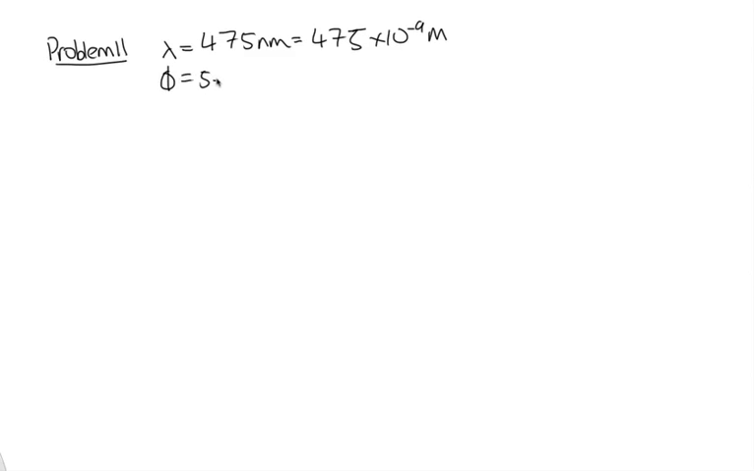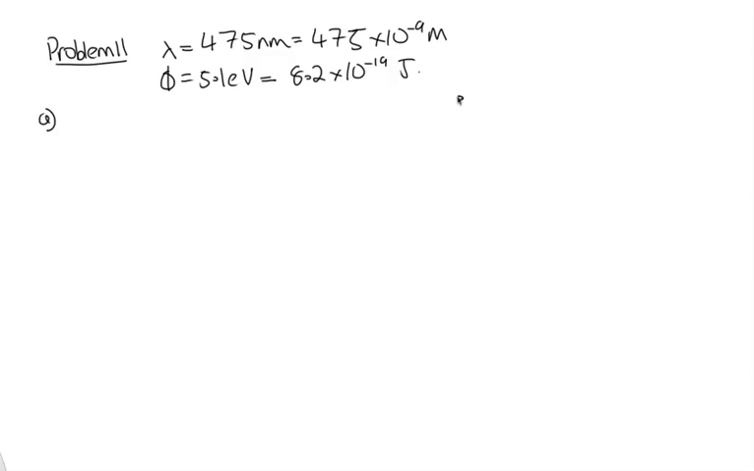And finally, problem 11. We're told that blue light with a wavelength of 475 nanometers, so that's equal to 475 times 10 to the minus 9 meters, is shone onto a piece of gold with a work function equal to 5.1 electron volts, which is equivalent to 8.2 times 10 to the minus 19 joules. Now we're asked, are any electrons released from the surface?